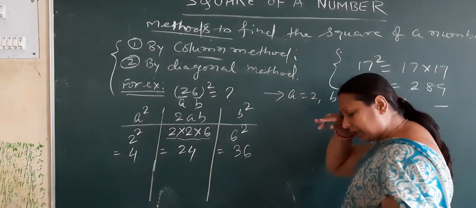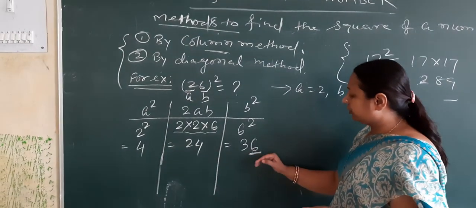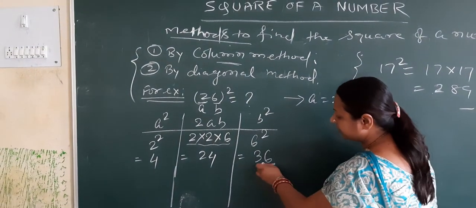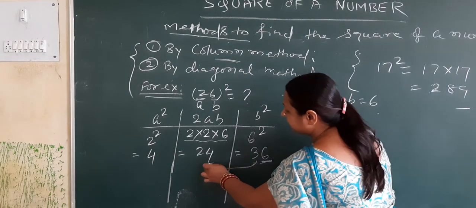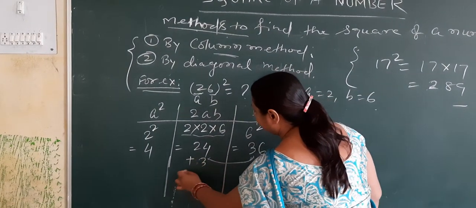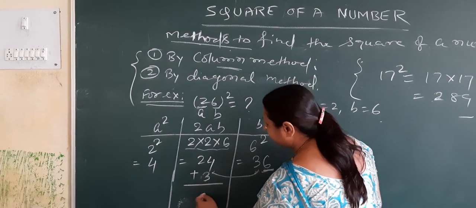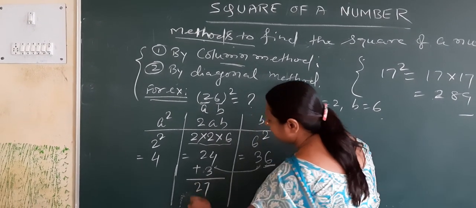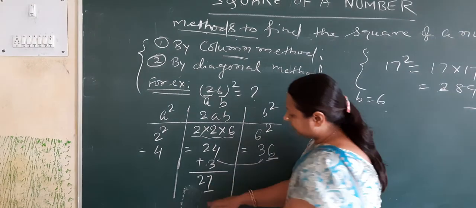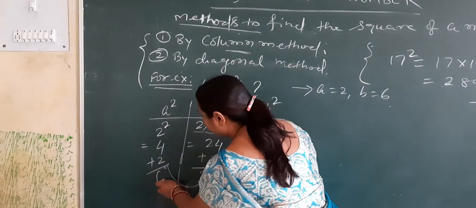Now the next. Mark the ones place digit. At the last column, whatever number you get, mark the ones place digit of that number. And the tens place digit is left here. You add this tens place digit to its preceding column. So plus 3: add this 3 to the column before. 24 plus 3 is 27. So again, mark its ones place digit and take the tens place digit to add to the first column. So 4 plus 2, 6.